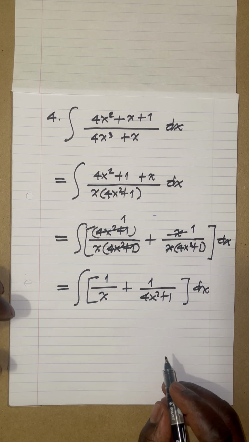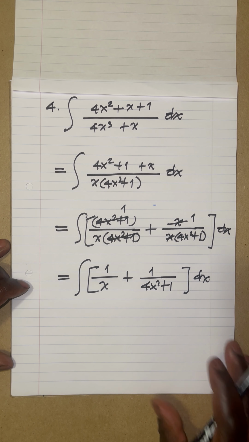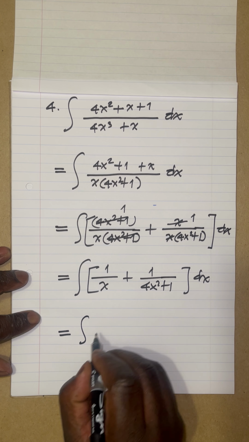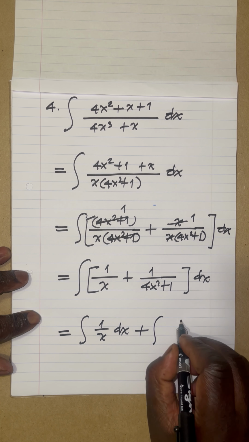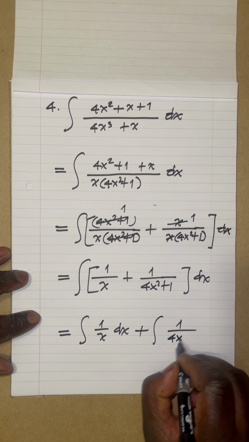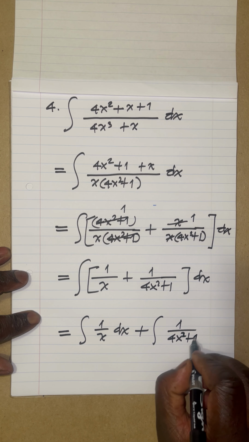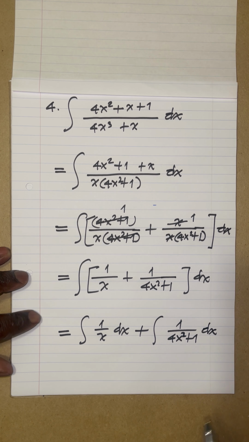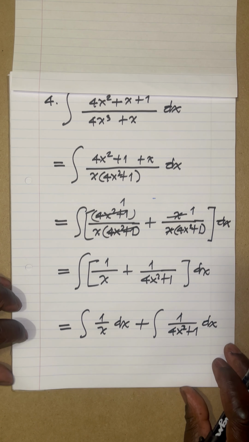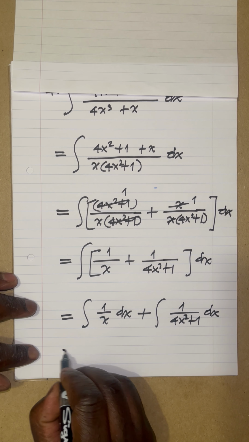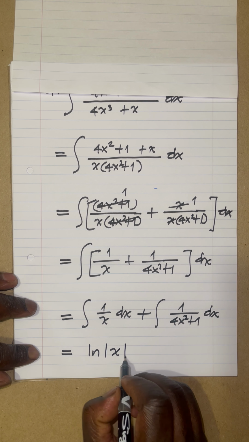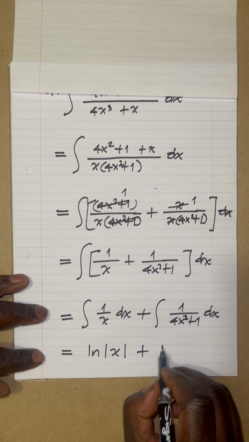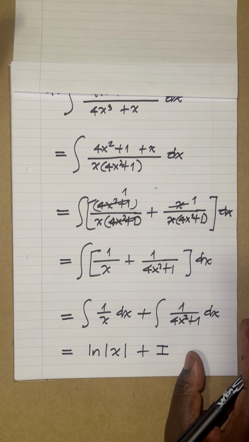Distributing the integral and dx, this is the same as the integral of 1 over x dx plus the integral of 1 over 4x squared plus 1 dx. Now, this part, you'll agree with me, the integral of 1 over x is basically equal to natural log of x. But this part here, I'm going to say plus I, because we have to work on it.